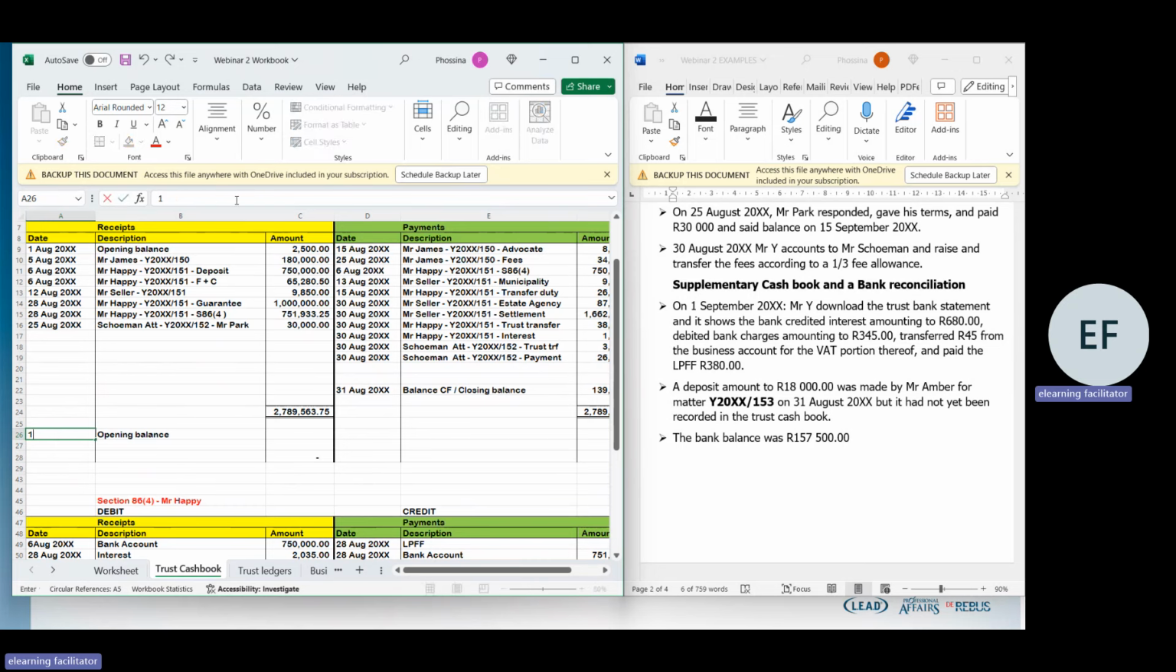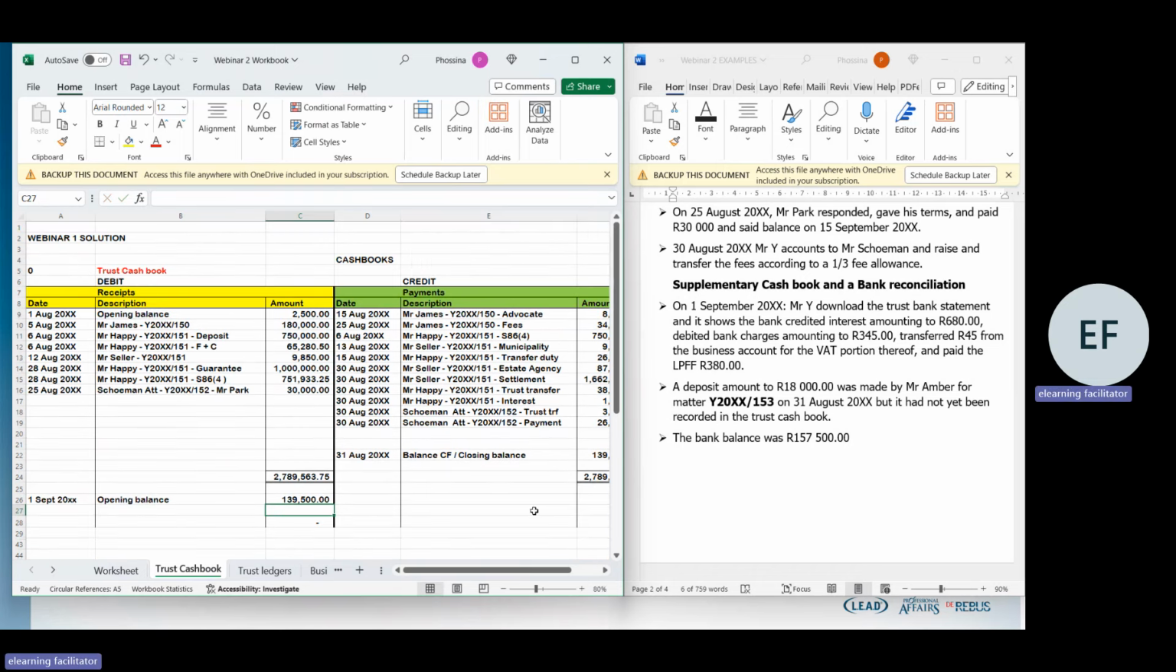20XX opening balance. September 20XX, so it's going to be our opening balance. That's what we're going to have in trust. And then sometimes we have to check whose money it is. Remember, we are having an opening balance, which was Mr. P's money.